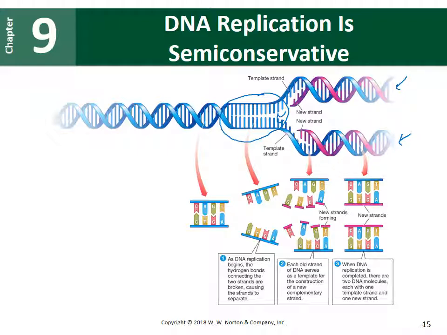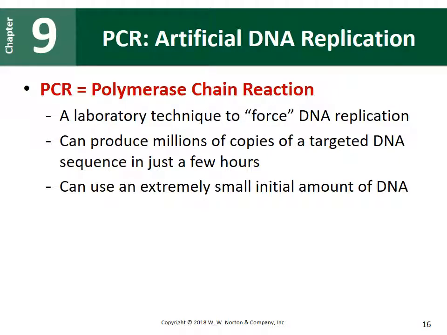Scientists have figured out how this process works, and we can do this in the lab. This is called PCR, or polymerase chain reaction. It's a really useful lab technique where we can collect DNA and force it to go through DNA replication. This can produce millions of copies of that targeted DNA sequence in just a few hours. And this is used in crime scenes to help identify suspects and victims.